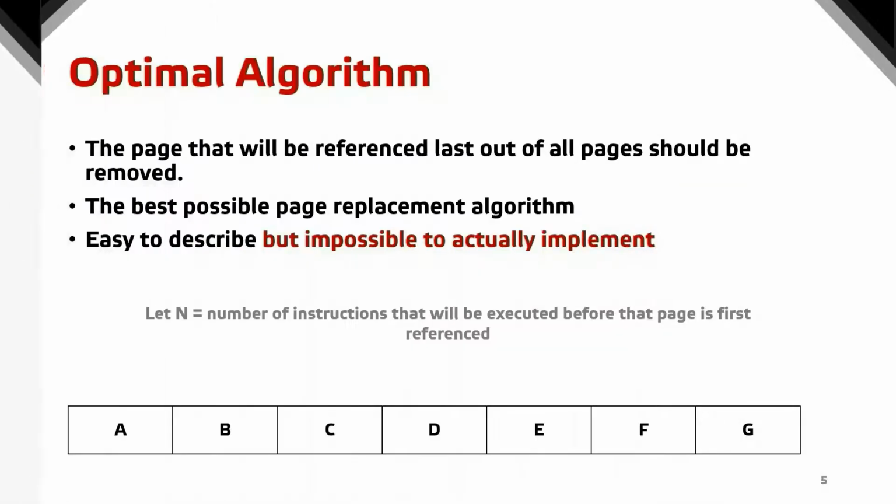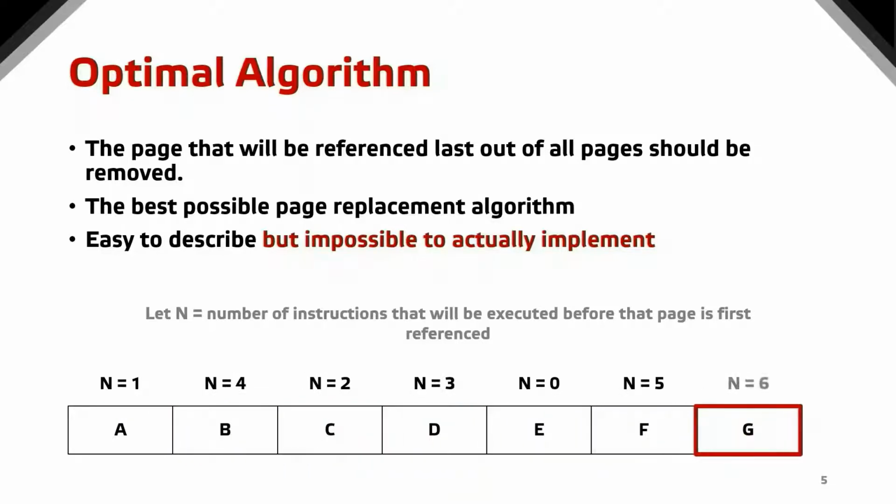Let's start with the most efficient algorithm, the optimal one. Each page can be labeled with a number of instructions that will be executed before that page is first referenced. The page with the highest label should be removed. As you can see, we start to mark the instruction number during which the page was flagged. The page with the highest number is, as you can see, 6th, and it will be page G. Thus it will be removed.